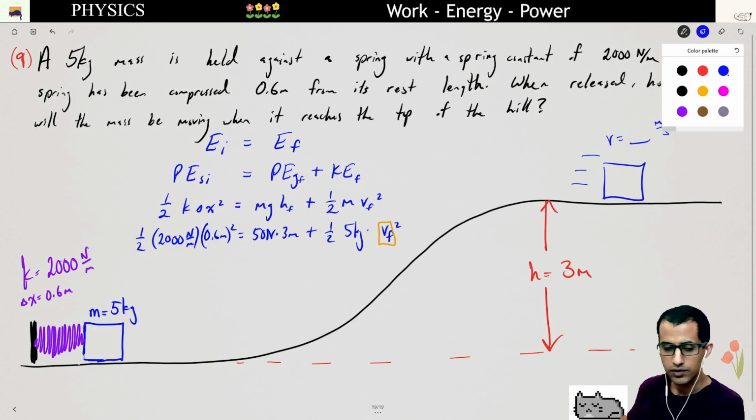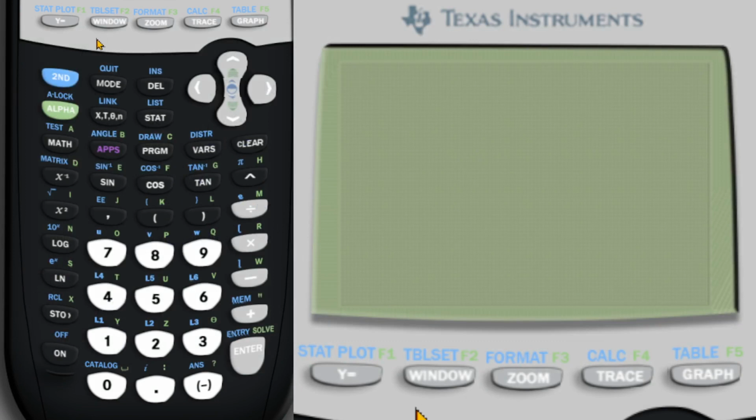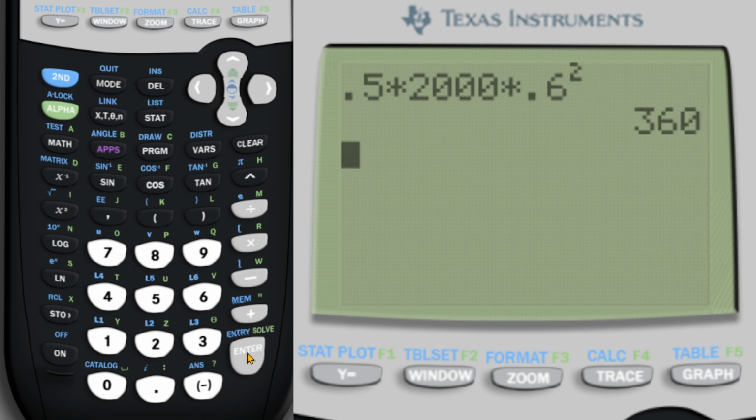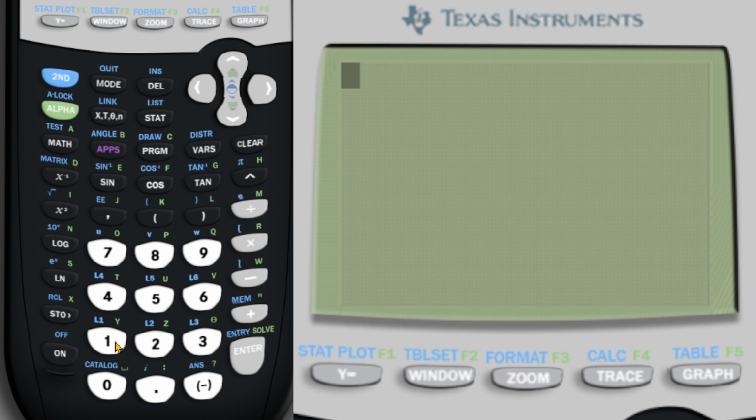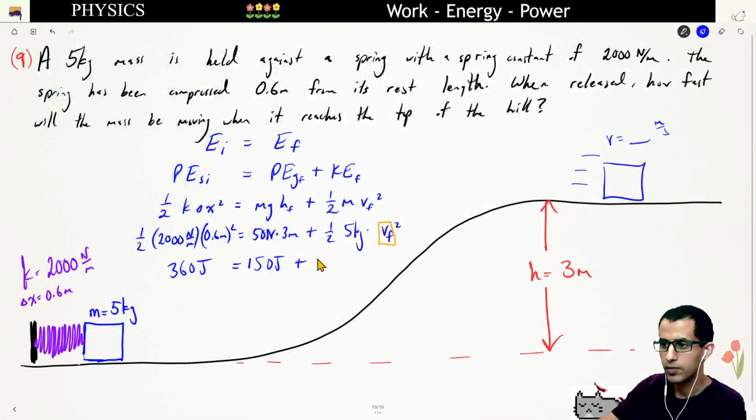So I'm going to use my calculator to solve for the energy in the spring. That's 1/2 times 2,000 for the spring constant times 0.6 squared for the change in length. So I'm going to record that we have 360 joules of elastic potential energy. And then for the gravitational potential, it's going to just be 50 times 3. So that's 150 joules. Plus 2.5 kilograms times Vf squared.